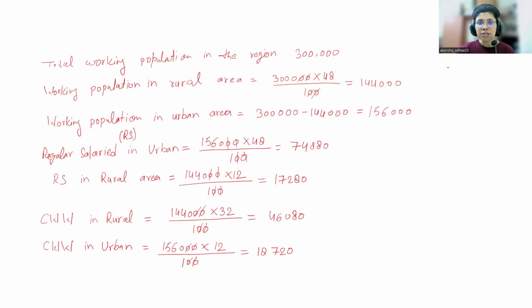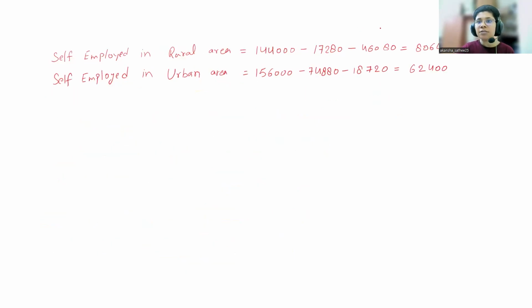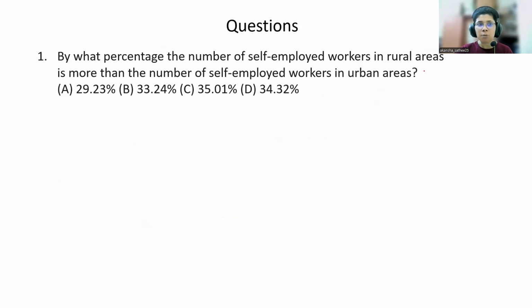Working population in rural area, right? Working population in urban area. Then salaried person in urban area, salaried person in rural area, casual wage worker in rural area, casual wage worker in urban area, self-employed person in rural area, self-employed in urban area. All the details we have now. Now we will solve problems.